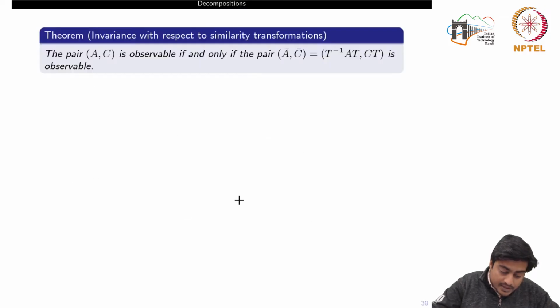So the pair A, C is observable if and only if the pair A bar, C bar is observable, where A bar and C bar are related to matrices A and C through this similarity transformation matrix. This is equivalent to saying that observability is invariant under any similarity transformation.